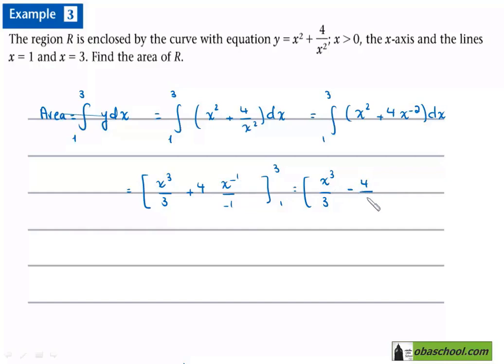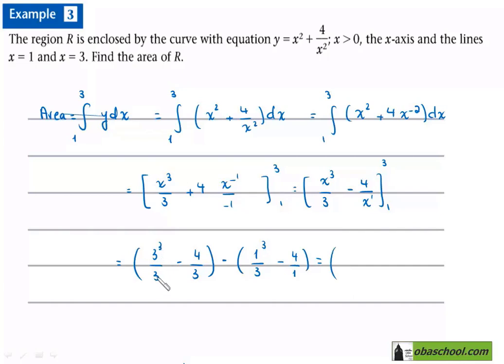x to the power minus 1 is the same as 1 over x to the power 1. Just by changing from the numerator to the denominator, you must change the sign of the exponent, and the limits are from 1 to 3. Now we substitute the limits. For x equals 3, 3 to the power 3 over 3 minus 4 over 3 to the power 1, minus, now for the lower limit, which is 1, 1 to the power 3 over 3 minus 4 over 1 to the power 1.